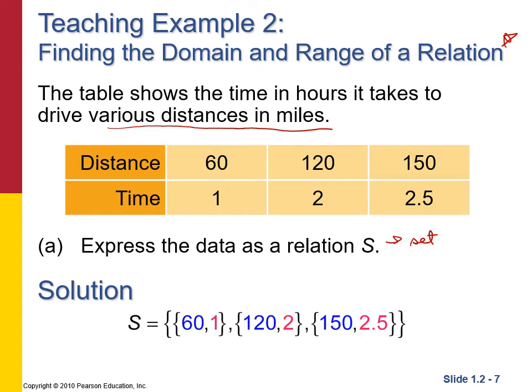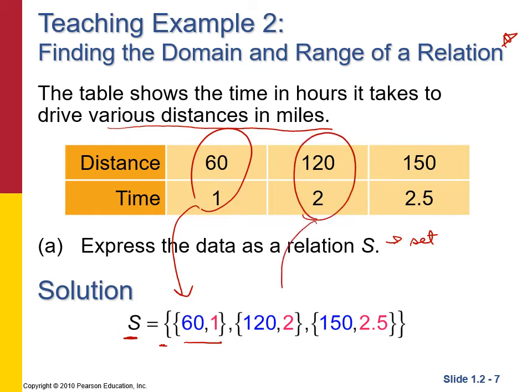So let's take the solution here. Notice we're expressing it as a set S. And this is how you express it with these brackets here. Brackets, and then this is our first point right here, 60 miles in 1 hour. Our second point, 120 miles in 2 hours. Our third point, 150 miles in 2.5 hours.